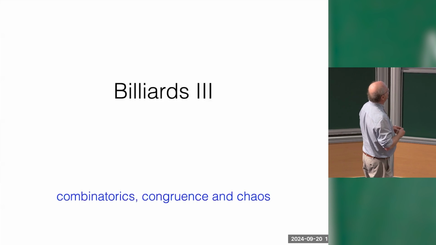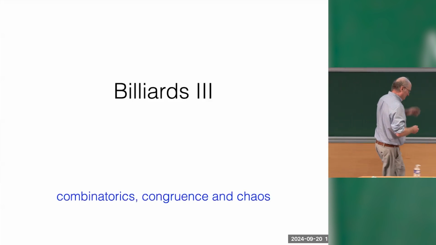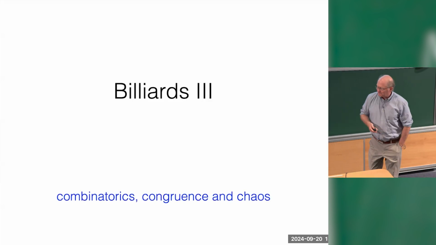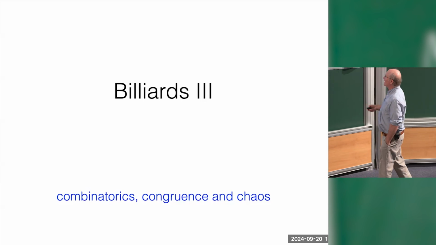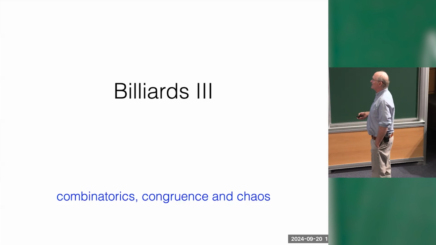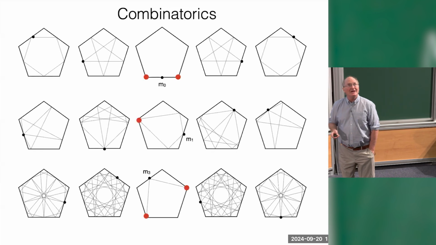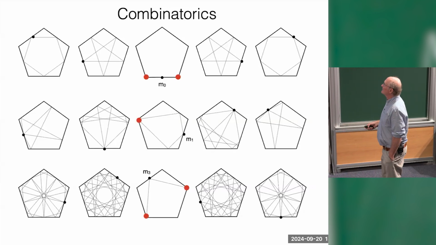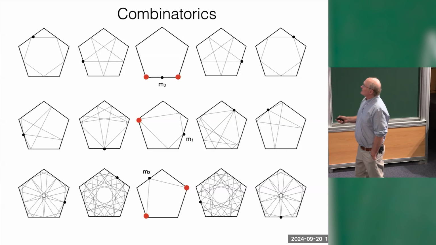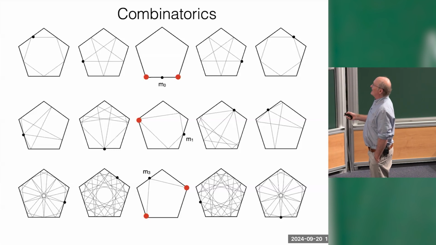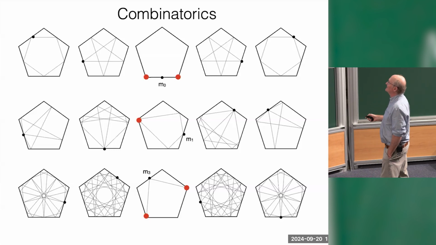Now the third topic blends together some more arithmetic properties, combinatorics, congruence, and chaos. Let me just tell you what the combinatorial feature is. So let's do a more detailed study of the pentagon. It's amazing how rich the pentagon is.